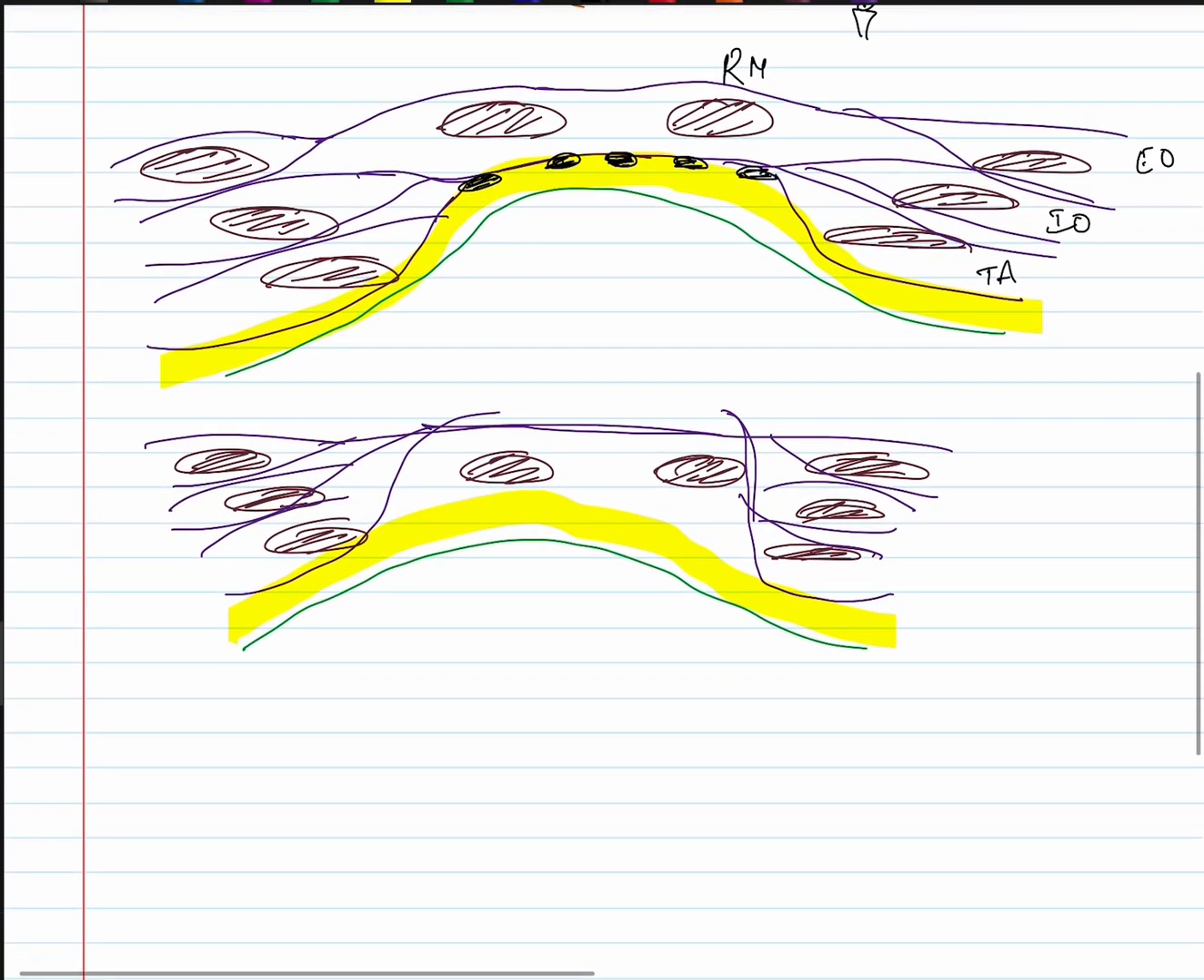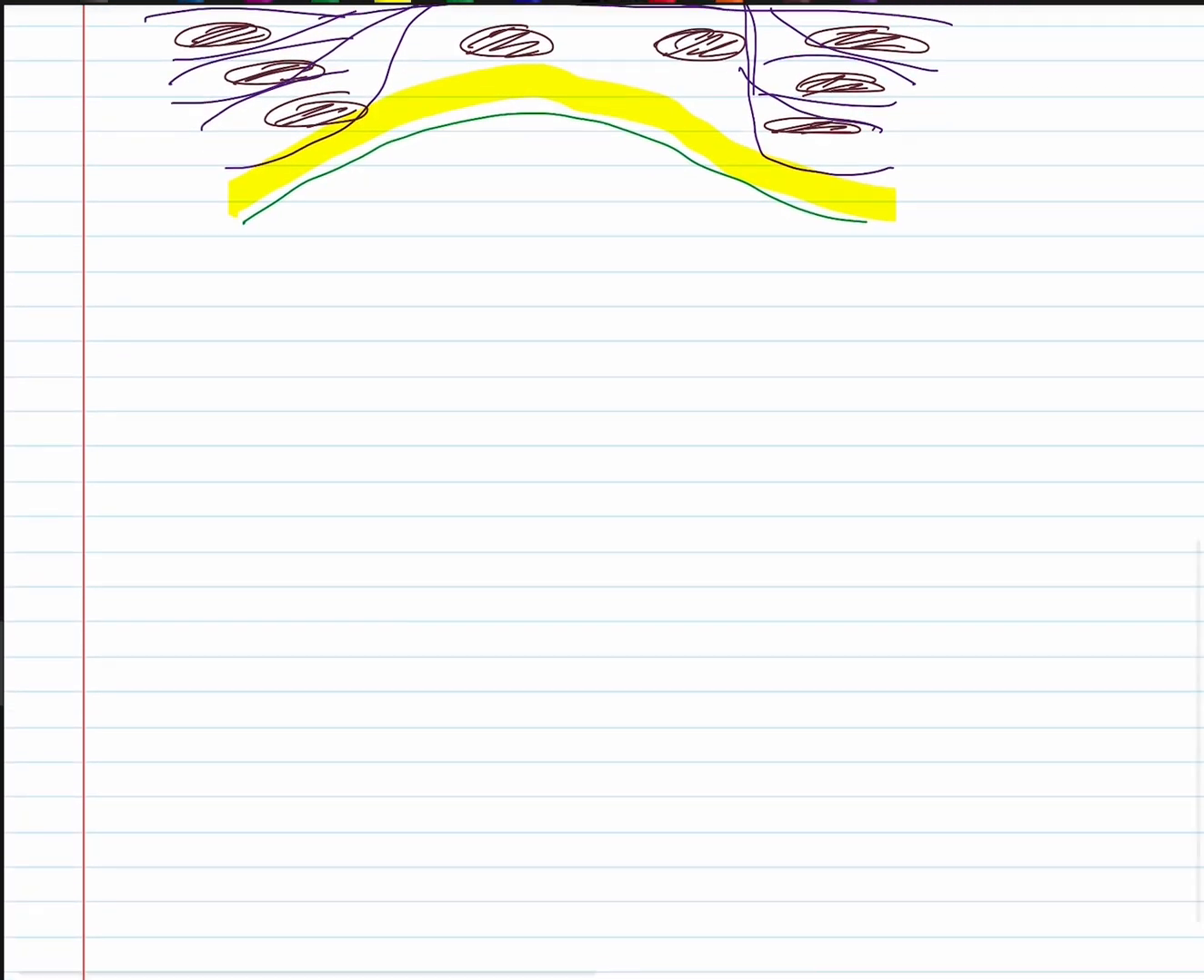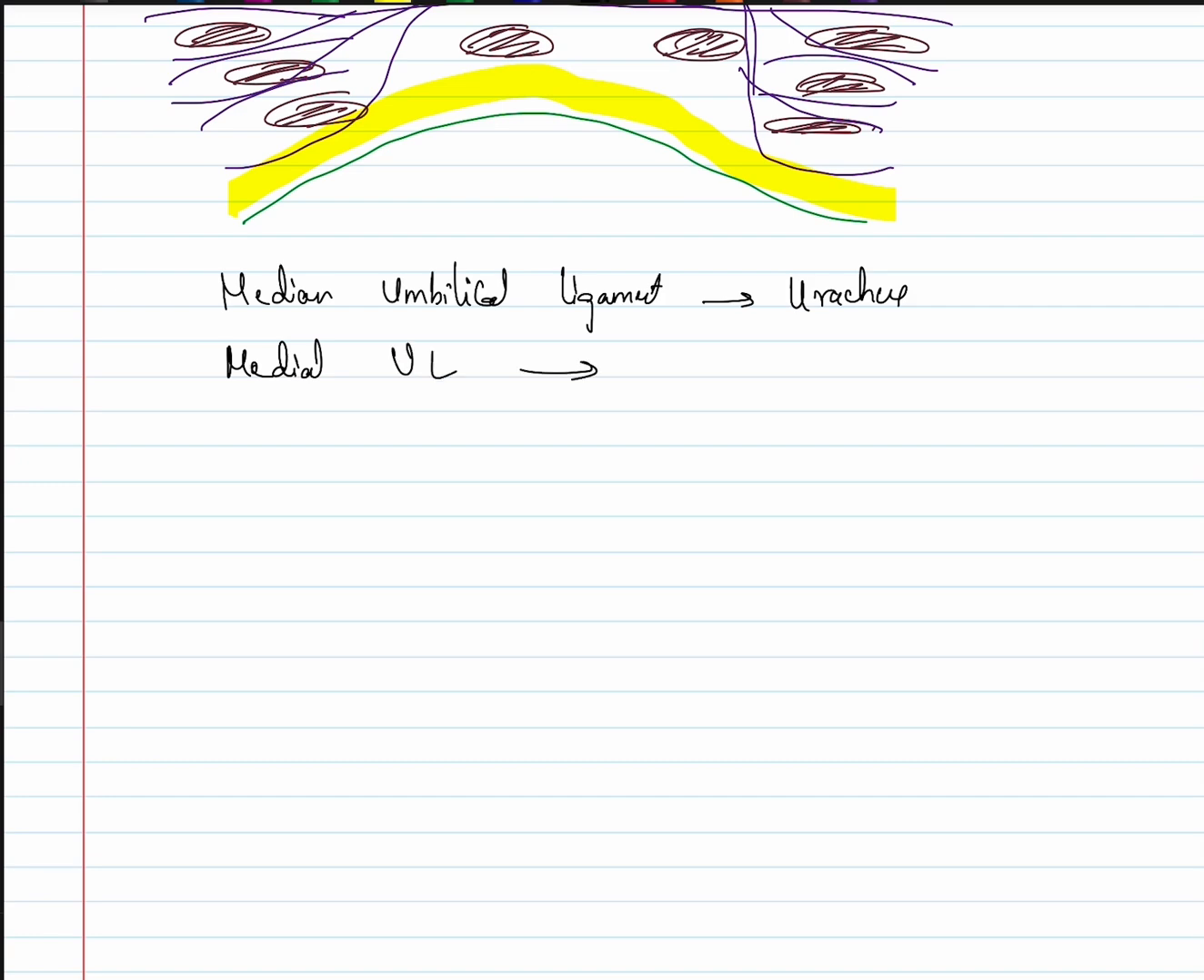So I told you about these ligaments. Now let me just tell you what they are. Median umbilical ligament. So what is it? Median umbilical ligament is a remnant of your urachus. And next is your medial umbilical ligament. It's a remnant of an artery, that is your umbilical artery.